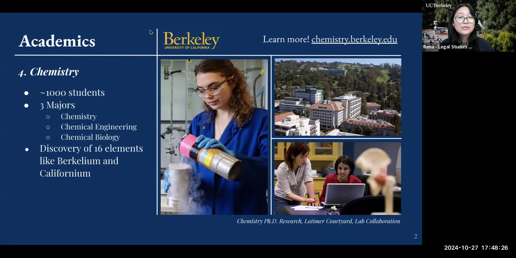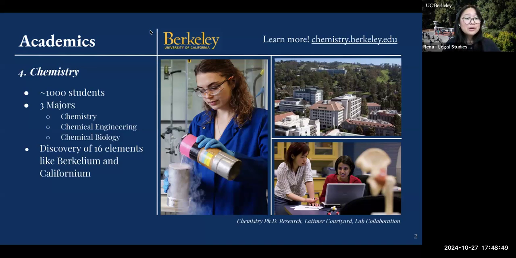But a little bit more now about the College of Chemistry. It's about 1,000 students in it and 3 majors and 3 majors only. So it's going to be chemistry, chemical engineering, and chemical biology. So just a flag, if you're interested in chemical engineering, you will not find it in the College of Engineering. Don't go to the College of Engineering and poke around and see where chemical engineering is. It will be within the College of Chemistry here.